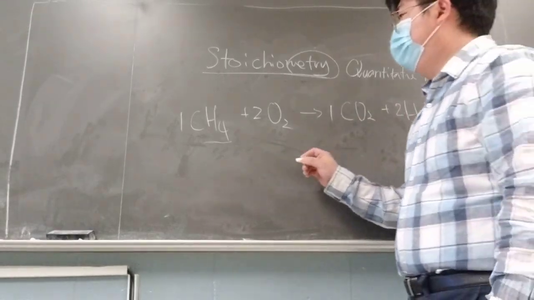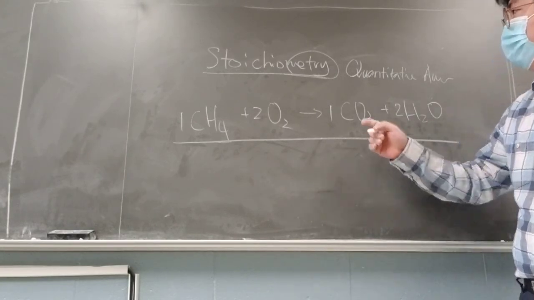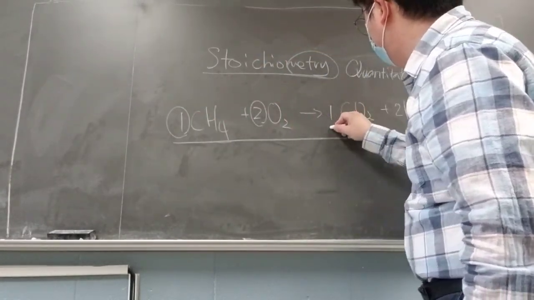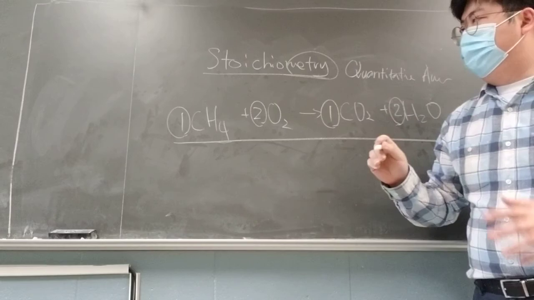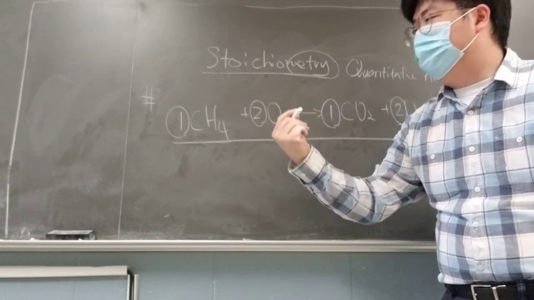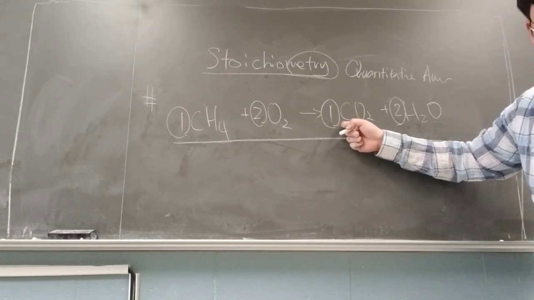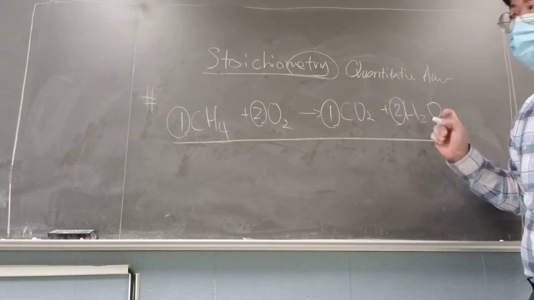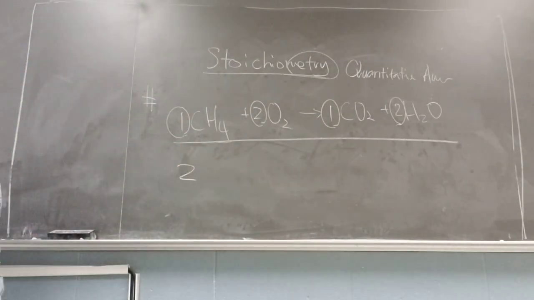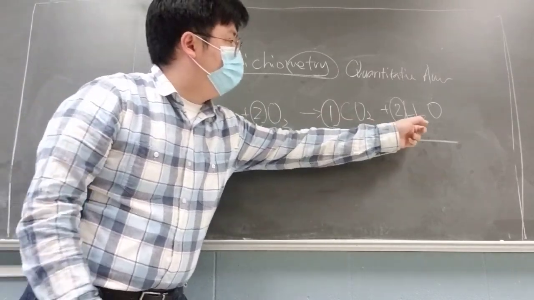Whenever you're done balancing the chemical equation, you're ready for stoichiometry. So whenever you look at this 1, 2, 1, 2, it's simply a number. It means that one methane will react with two oxygen molecules to make one carbon dioxide and two water. So there will be one methane, two oxygen making one carbon dioxide and two water, right?